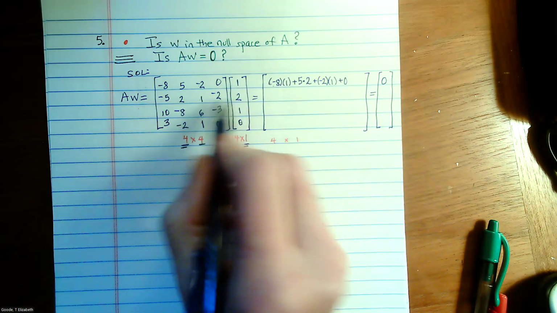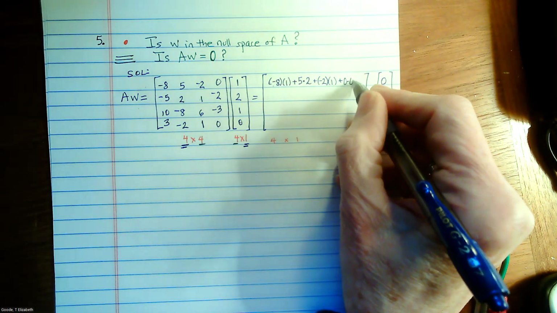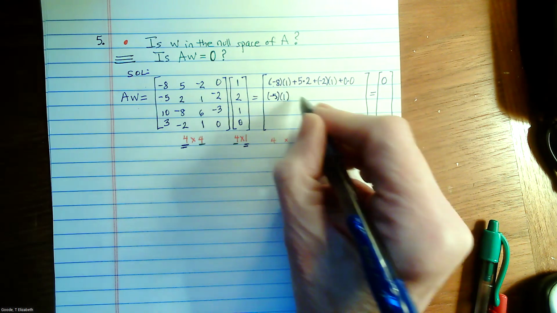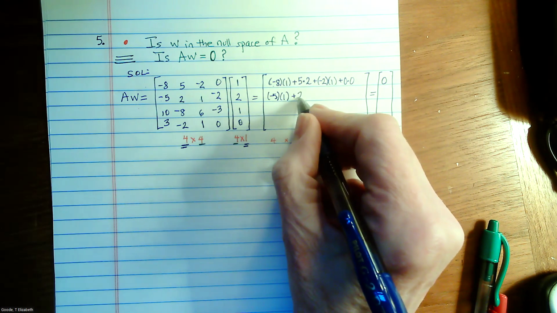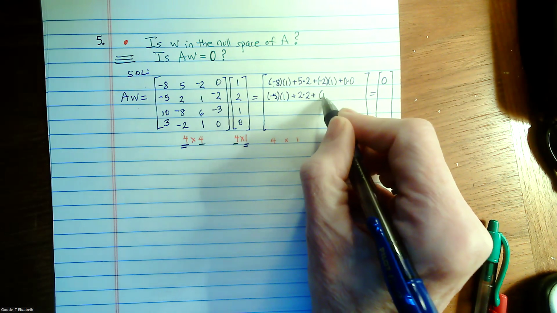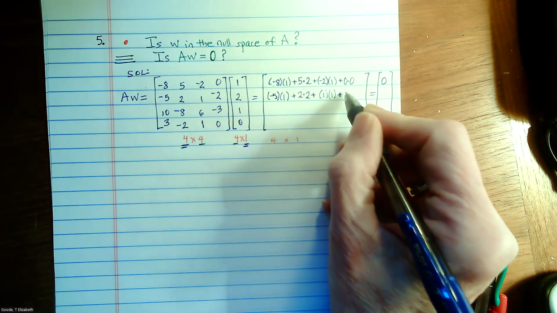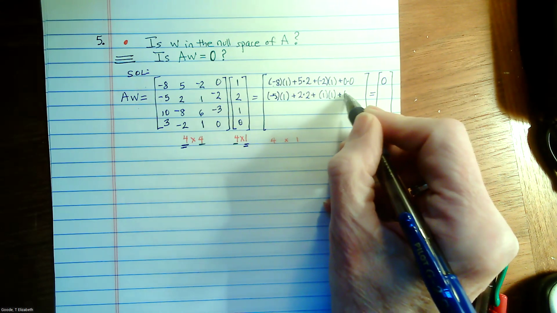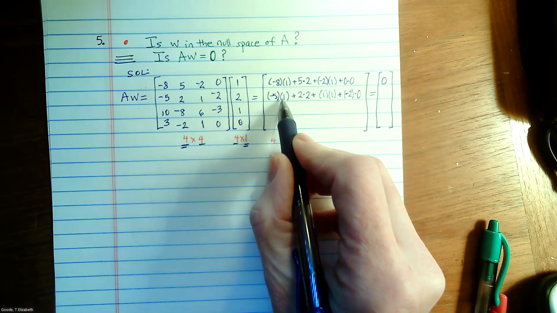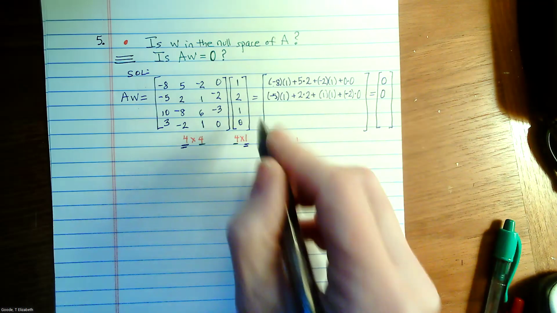All right, so how do we multiply it to get the second coordinate of AW? Okay, -5 times 1 plus 2 times 2 plus 1 times 1, plus -2 times 0. So we got -5 plus 4 plus 1. 0.